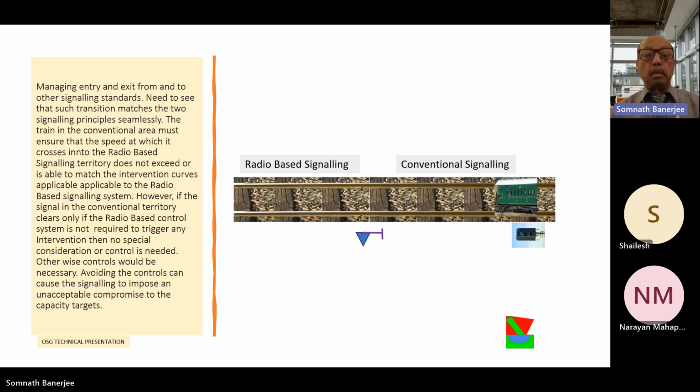So I have drawn a situation in this slide where a train in the conventional signaling area is now entering the radio based signaling territory, and as it moves it should ensure that at the marker board, this marker board signifies the border of the two territories, the train does not have a conflict between the two systems. Now, how can the conflict happen?